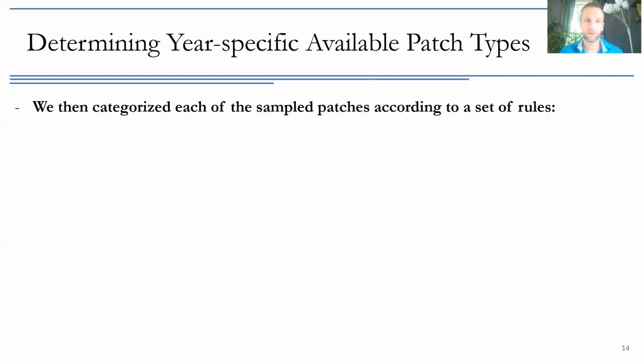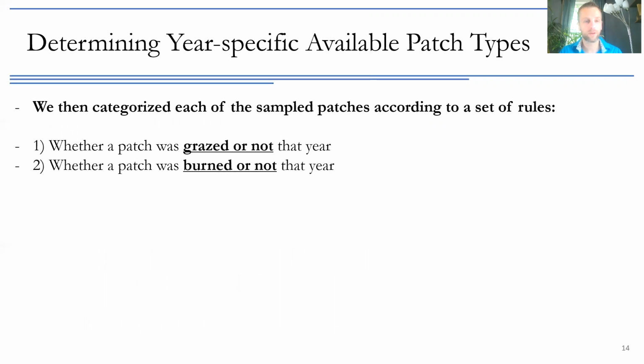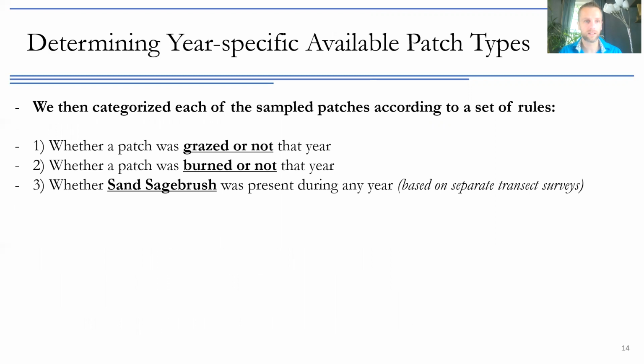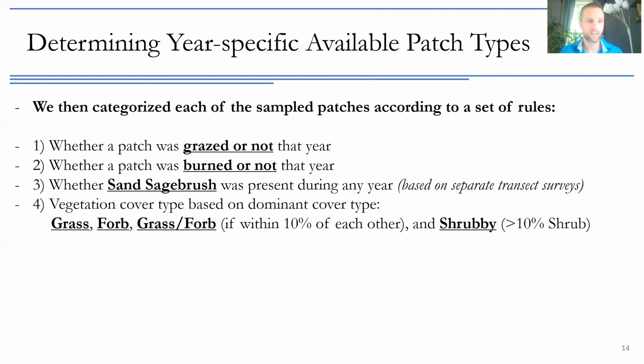Then we categorized each of the sampled patches according to a set of rules to come up with the patch type. First, whether a patch was grazed or not, then whether a patch was burnt or not that particular year, whether sand sagebrush was present during any year based on separate transect surveys, and then vegetation cover type based on dominant cover type, whether it's grass dominated, forb dominated, a grass-forb mixture, or whether it had shrubs in it at at least 10% cover.